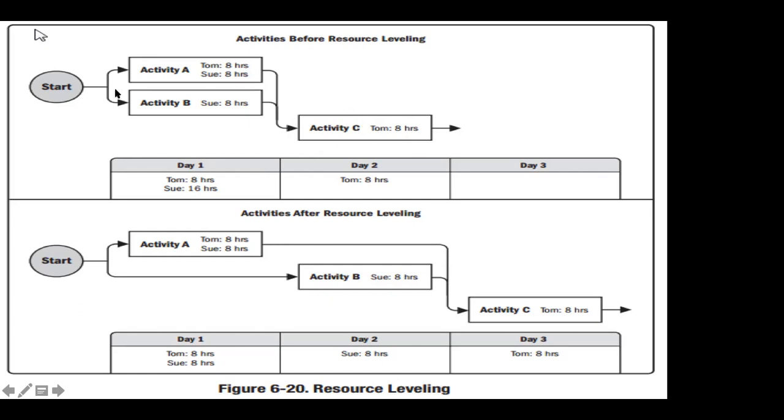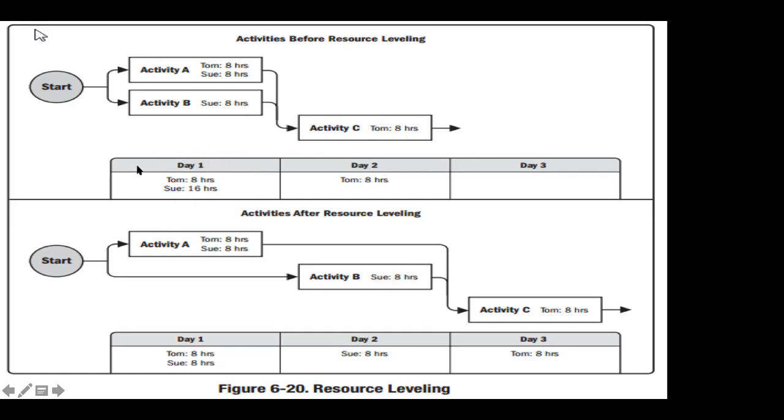Now you see this one. This is day 1, day 2, day 3. Can you do this? How can you do this? If you say day 1, you need 8 hours of Tom and 16 hours of Sue. How can she work 16 hours? She has to work 8 hours per day. Now this is not realistic.